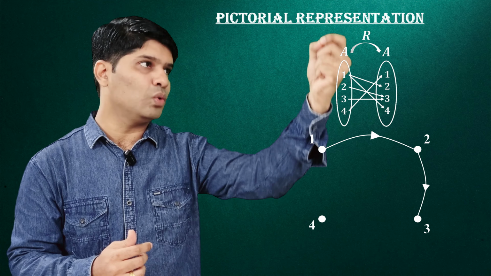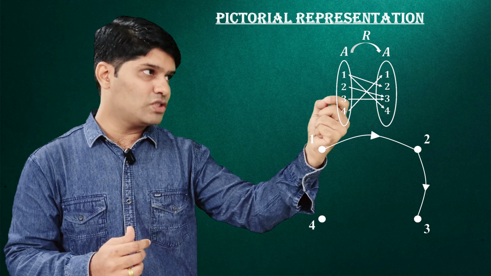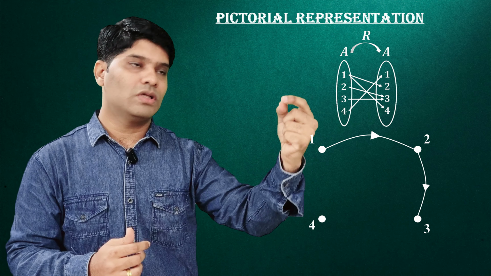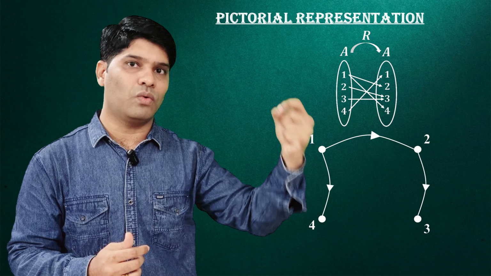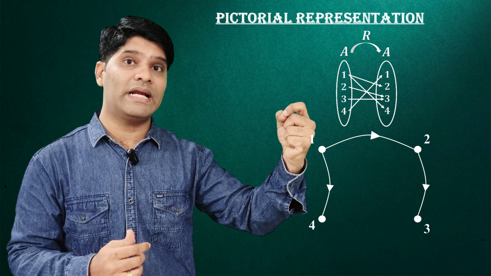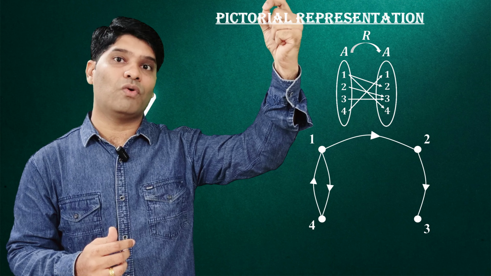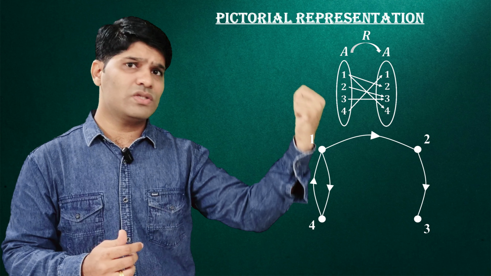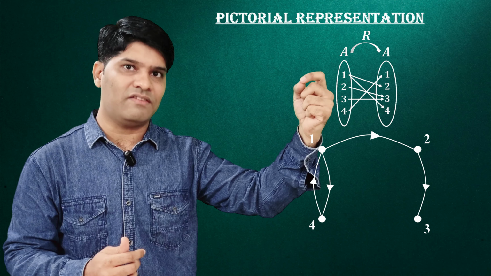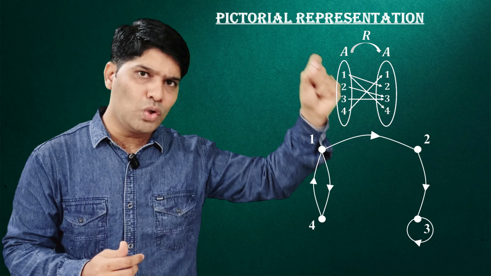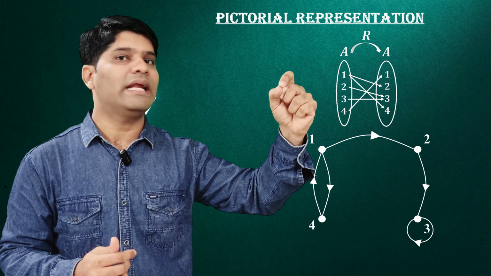Also I can observe that 2 is related to 3. So there will be a ray from 2 to 3. Also 1 is related to 4. So I'll draw a ray from 1 to 4. Also 4 is related back to 1. So I'll draw another ray which is going from 4 to 1. Also I can observe that 3 is related to itself. So in this case I'll draw a loop starting from 3 and ending at 3.